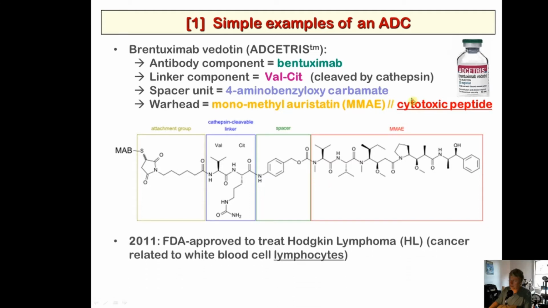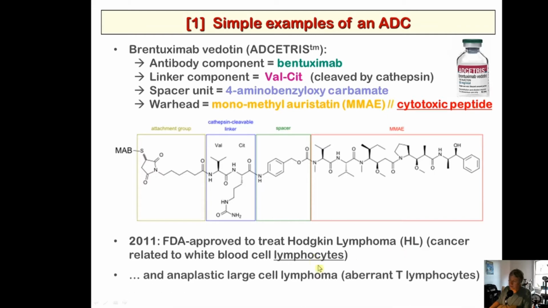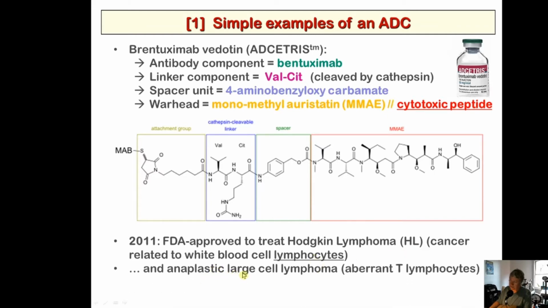Okay, so this is a clinically used ADC, and it was approved in 2011 to treat Hodgkin lymphoma, which is a white blood cell related lymphoma, so the cancer of lymph nodes, and also anaplastic large cell lymphoma. So these are all different variations of lymph node cancer.